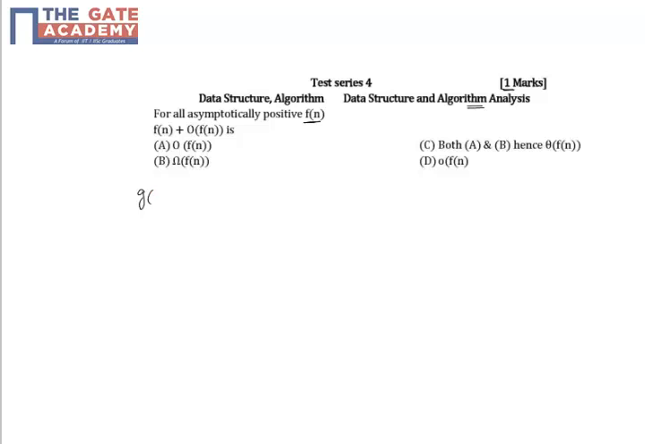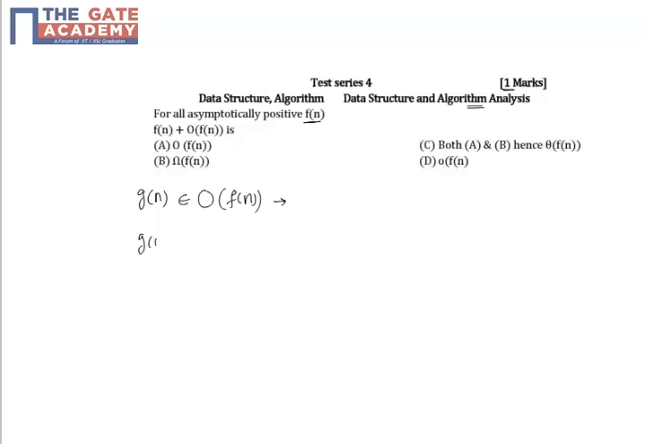So let's take some function g of n belongs to big O of f of n. Okay, so what is big O of f of n? Big O of f of n are all asymptotically larger or at least as large as f of n functions. Okay, so this is a set of functions which are asymptotically larger or at least as large as f of n. So let's assume that g of n belongs to big O of f of n.